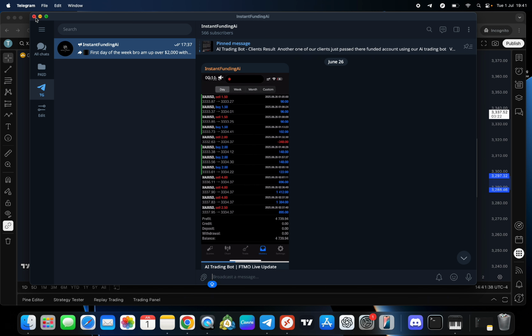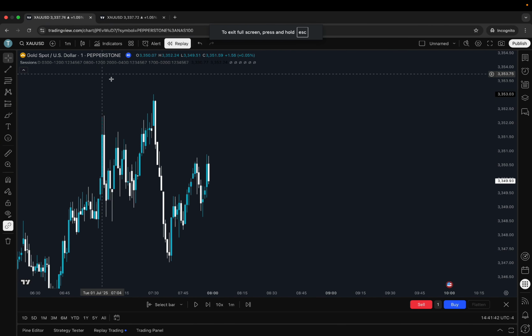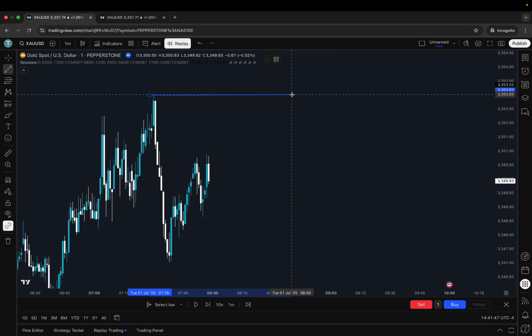Now let's move over to the gold example. So the first thing I can see is a high and a low. So I'm going to mark out our high, which is up here, and I'm going to mark out our low down here.